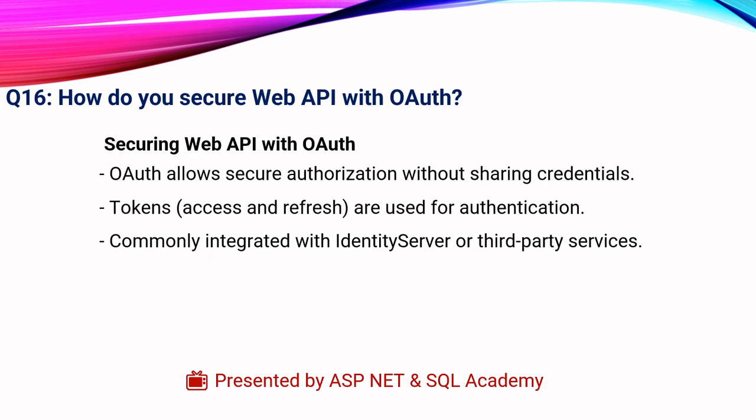OAuth is a protocol for secure authorization without exposing user credentials. It uses tokens such as access and refresh tokens to authenticate users. Web APIs can integrate OAuth through services like IdentityServer or third-party providers such as Google or Facebook.